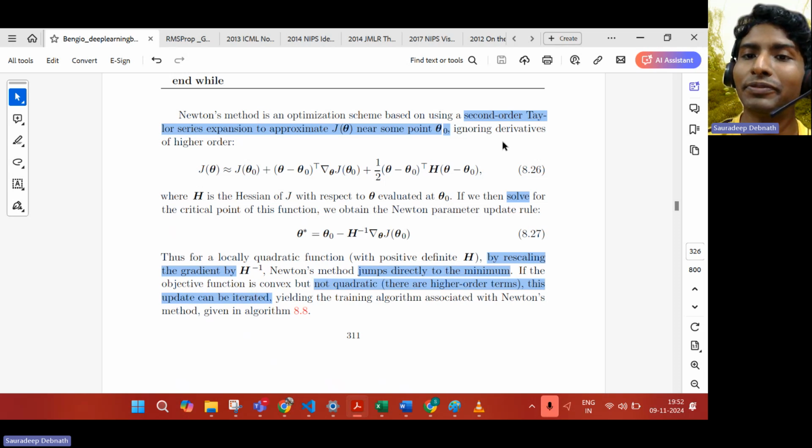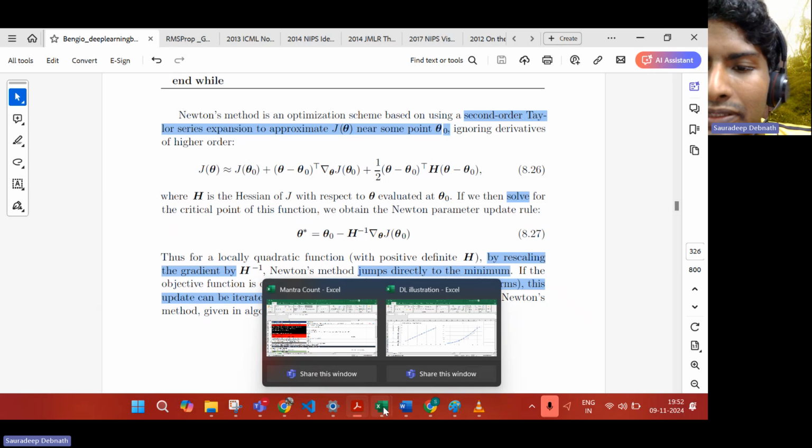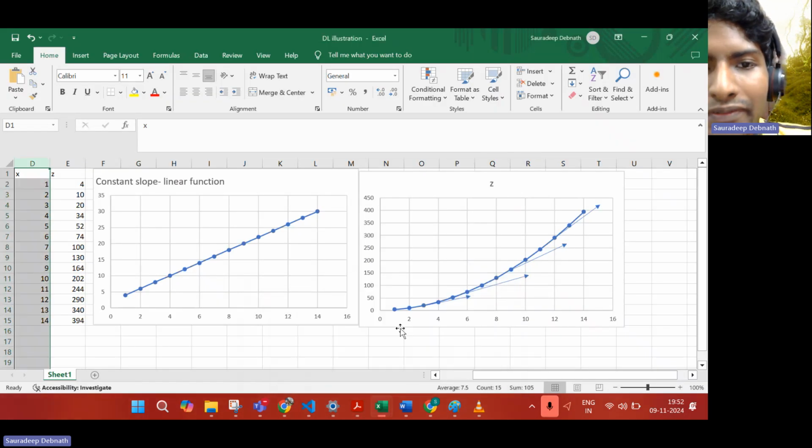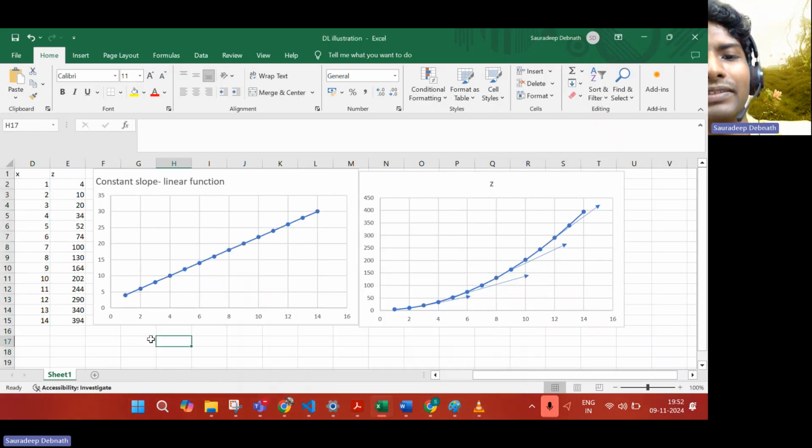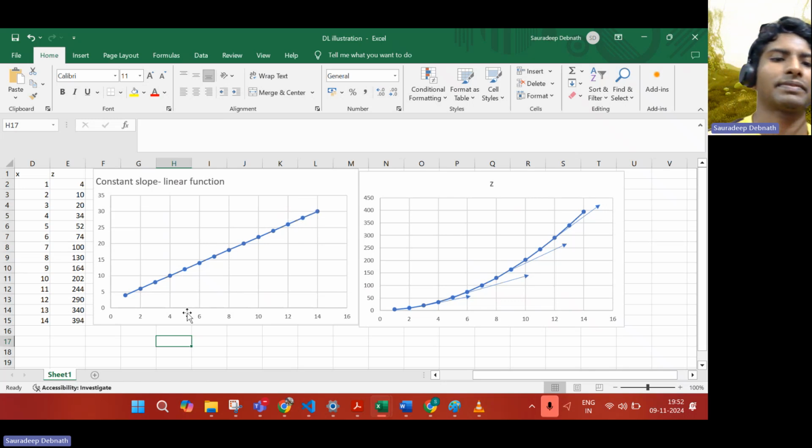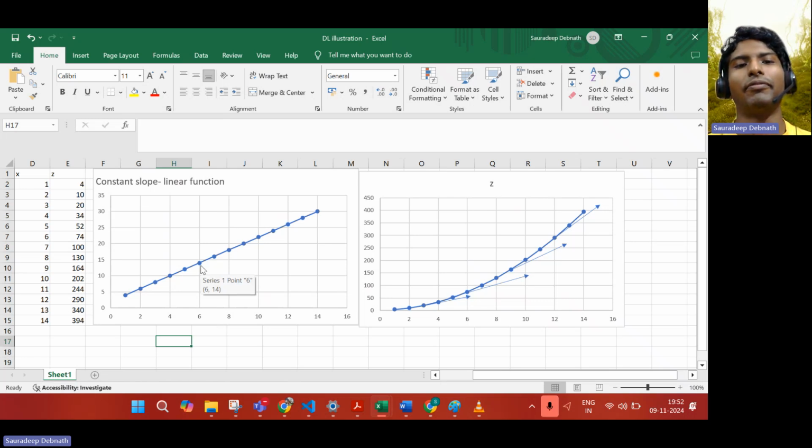Suppose we know the value of a function at theta naught, right? I want to find the value of the function at another point. Now, how do we do that? Let's try to think intuitively. Suppose the function is a linear function, and say I know the value at 4, which is 10. Now, how do I find the value at 6 if I didn't know what type of function it is?